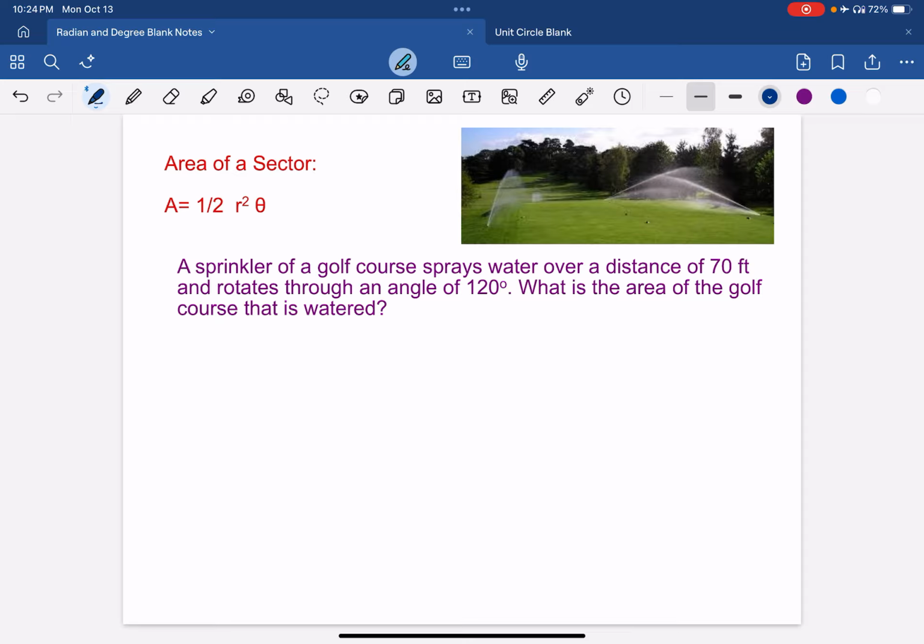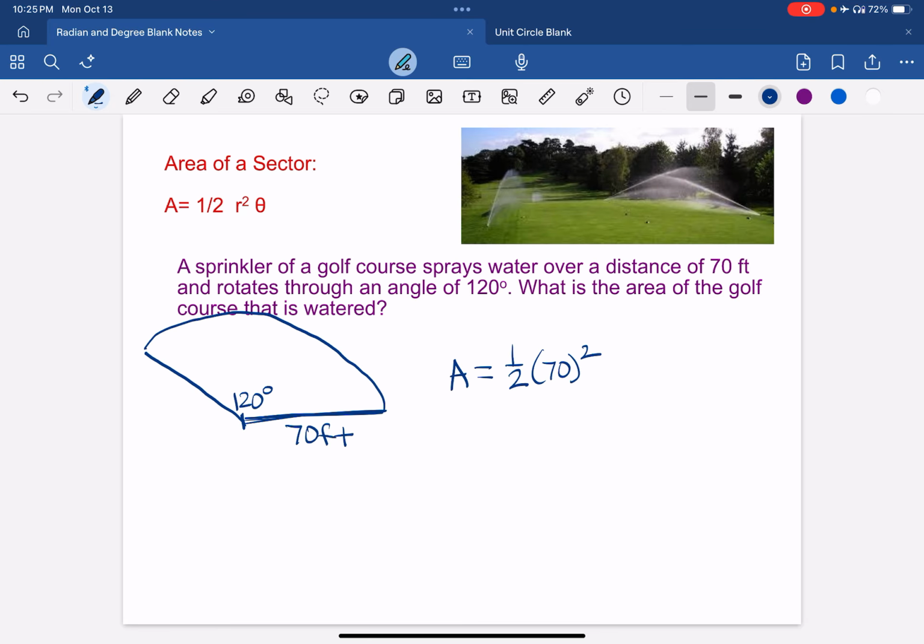Okay, a sprinkler on a golf course sprays water over a distance of 70 feet and rotates through an angle of 120 degrees. So can you imagine the sprinkler, right? And the water is shooting out. This is 70 feet. And as it circles around, it's spraying the water, and it goes like a 120-degree angle. Okay, so we're going to find the area of that sector. So kind of think of that as being 120 degrees.